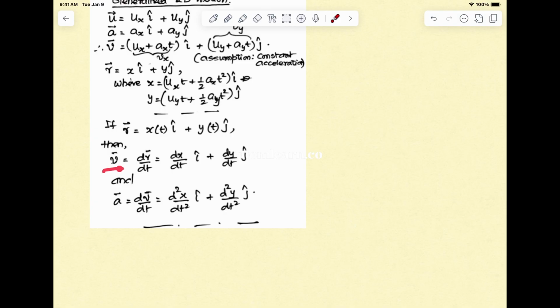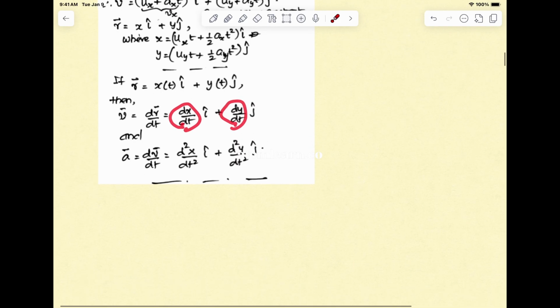Then to find the velocity vector at any time, it is dr by dt, which is nothing but dx by dt i cap plus dy by dt j cap. This gives the velocity component along the x direction, this is vx, and this is the velocity component along the y direction, vy. Then to find the acceleration, again differentiate the velocity vector, therefore d squared x by dt squared i cap plus d squared y by dt squared j cap. When we work out some of the examples, you can understand it much better.